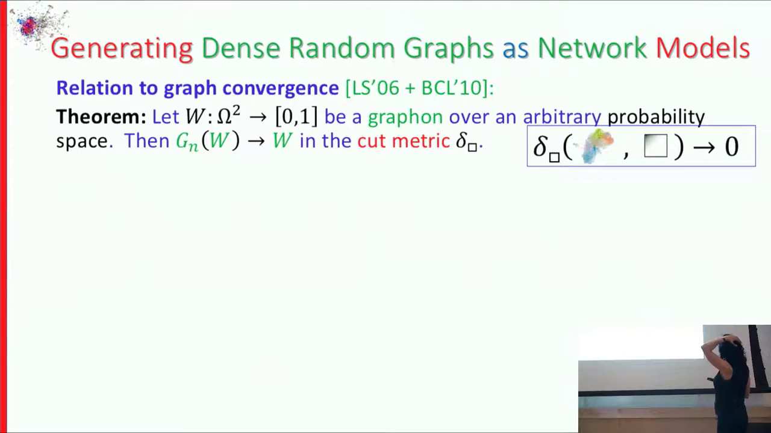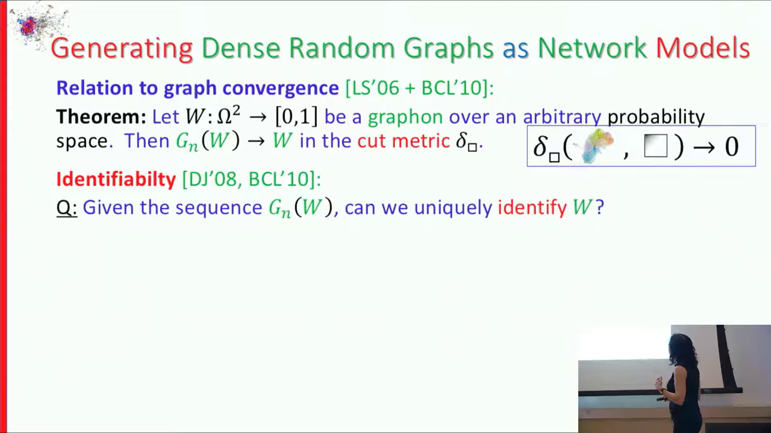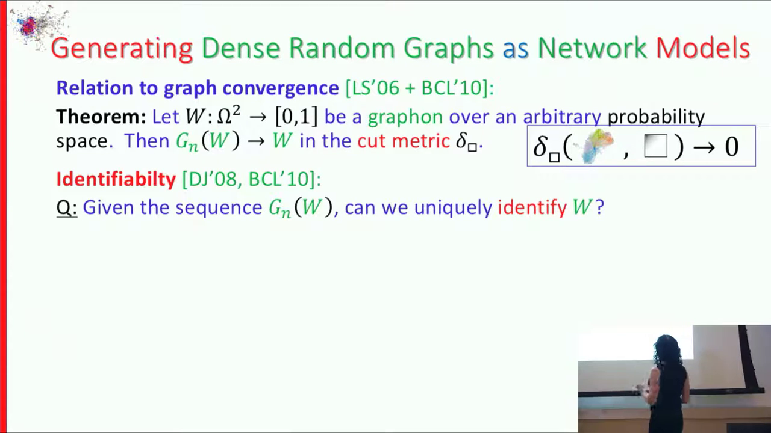Okay, so relation to graph convergence: if this is a graph on an arbitrary probability space, then it converges in the cut metric, so there's some good notion here. Okay, but we do have a problem.